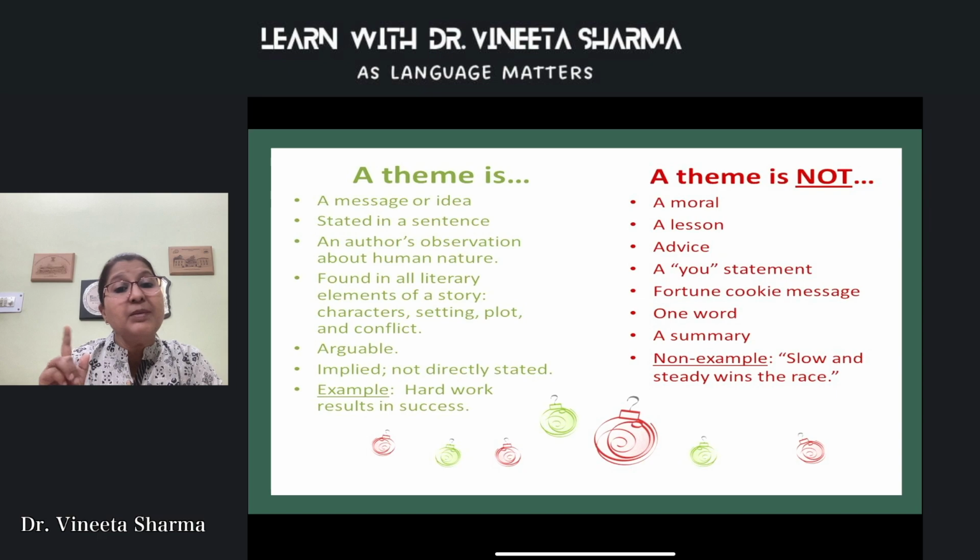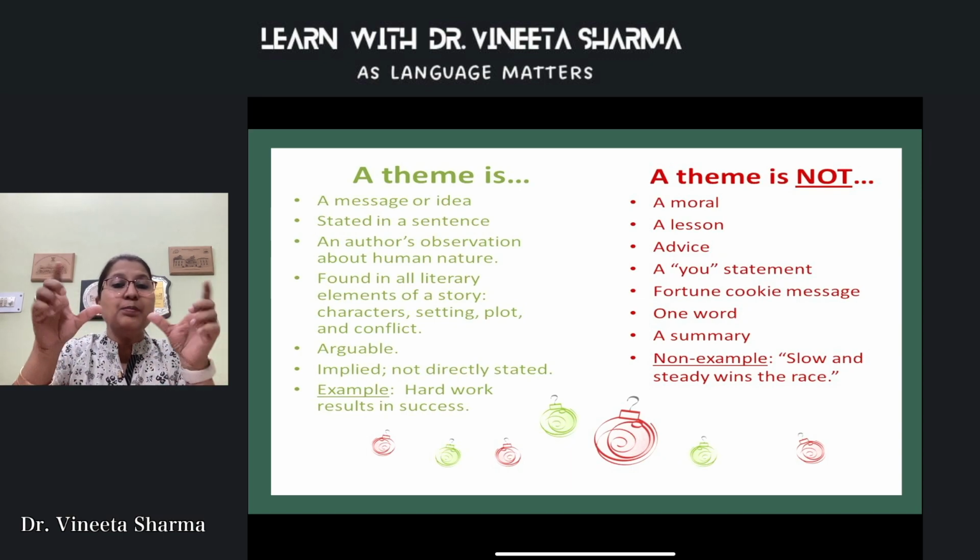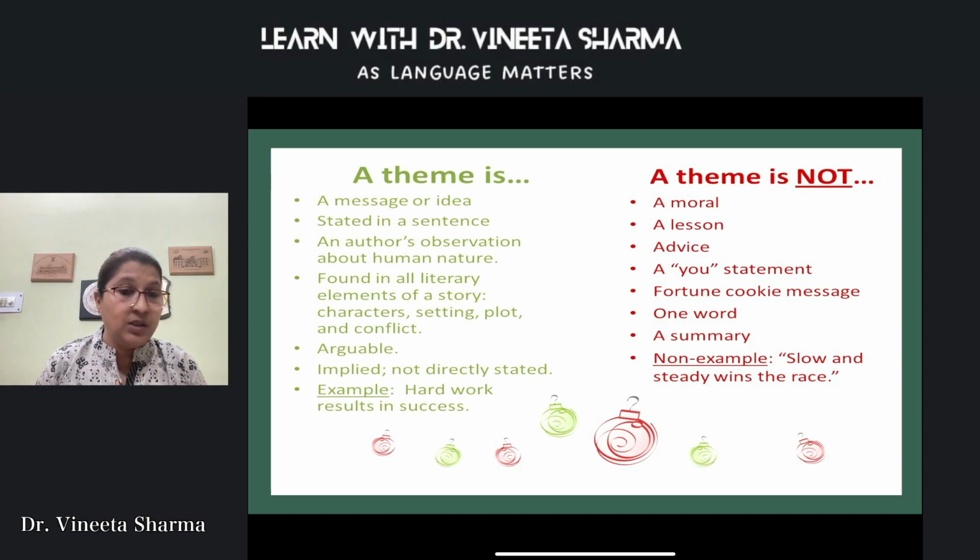Now, what theme is not? It is not a moral, it is not a lesson, it is not an advice, it is not a you statement, what you should do and you should not do. It's not a fortune cookie message. You know, a fortune cookie message is like a simple short message giving an advice. It's not one word. Theme can never be stated in one word. It's not even the summary. It's not the gist of the poem or the story.